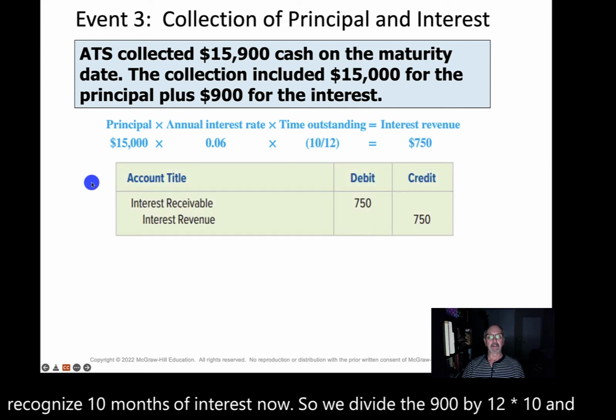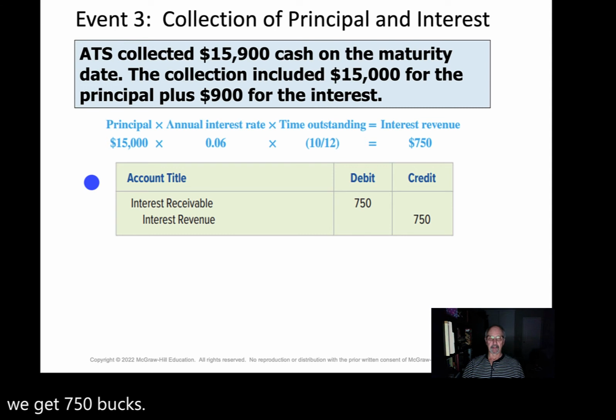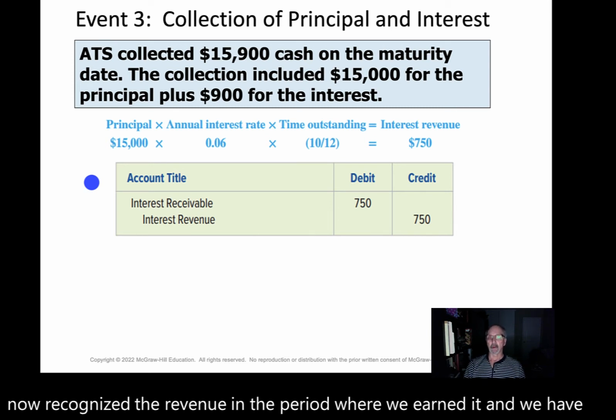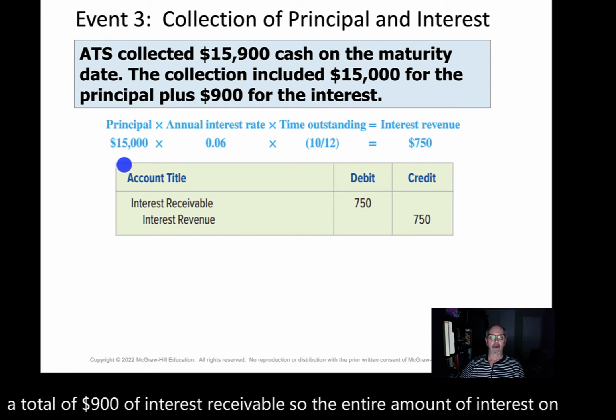So we debit interest receivable for 750 and credit interest revenue. We've now recognized the revenue in the period where we earned it, and we have a total of $900 of interest receivable. So the entire amount of interest on the 15,000 is now due.